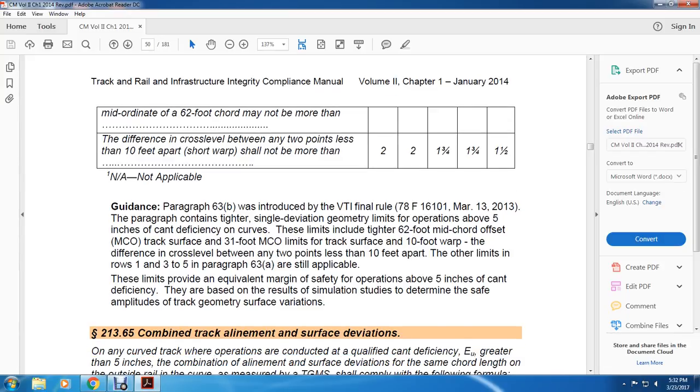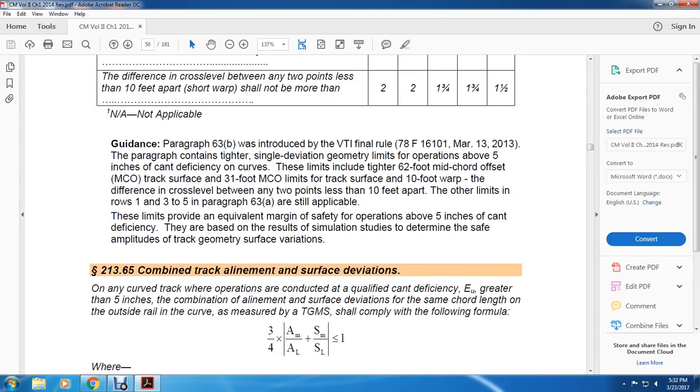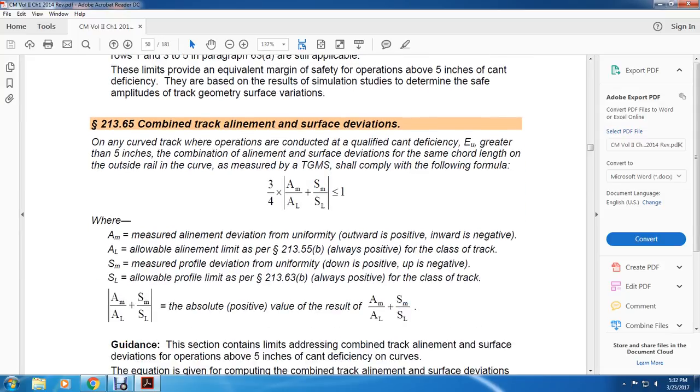Paragraph 63A is still applicable. The limits provide an equivalent margin of safety for operation with above 5-inch cant deficiency. They're based on the results of simulation studies determining the safe amplitude of the track geometry surface and alignment variations.